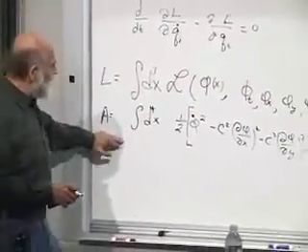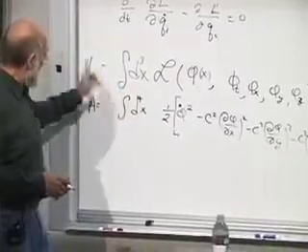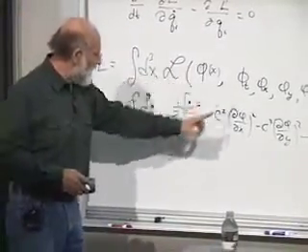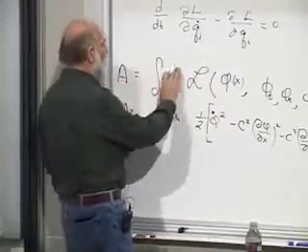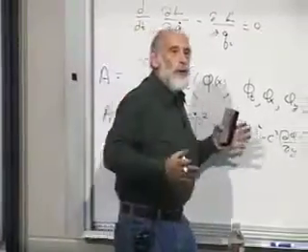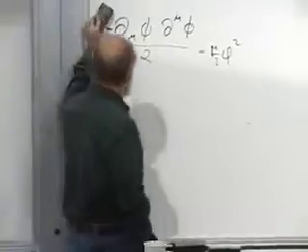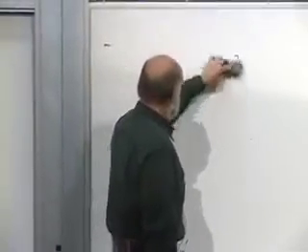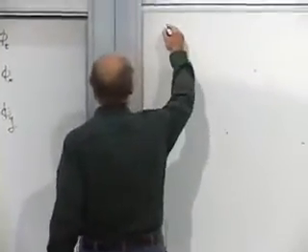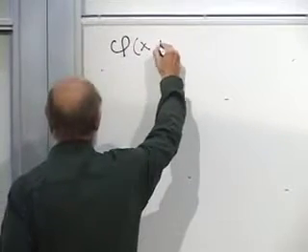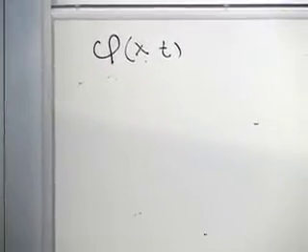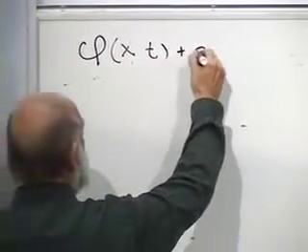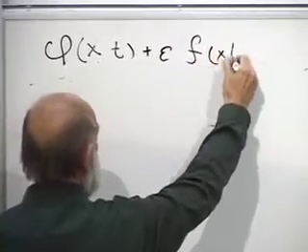Let's just take this to be a special case. Here's the general form. L is equal to an integral d cubed x of this kind of thing here. The action is the integral d4x. Well, you do exactly the same thing as in the simpler case. You say, let's suppose that phi of x and t, which I could just write as phi of x mu, is a solution. And now let's add plus epsilon times a function of x and t to it.